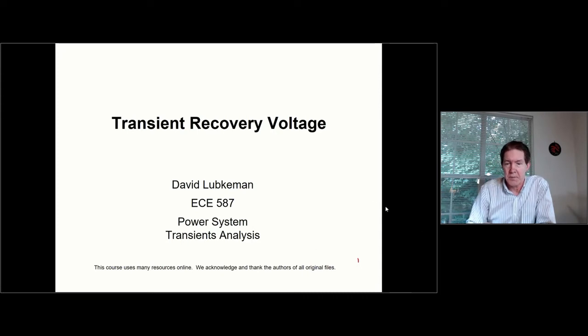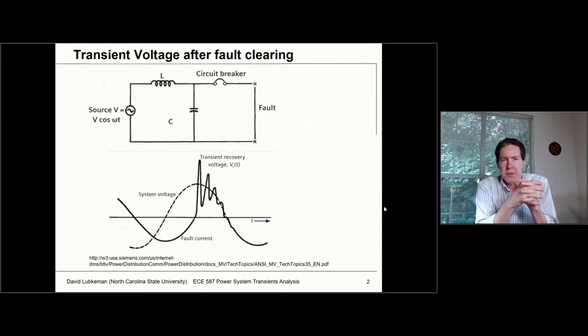So this is a picture from a Siemens application note. And what it shows is the basic use case scenario. Very similar to what we had before with the fault, in that we've got a source model and we've got some type of an impedance in here. In this case, we're neglecting the resistance. We've got a circuit breaker, and then we have a fault that occurs.